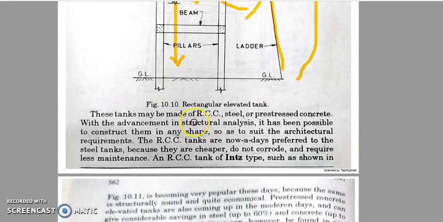Now these rectangular tanks, these are very commonly used RCC tanks. They can also be steel or pre-stressed concrete, but RCC tanks are nowadays more preferred to the steel tank because they are cheaper, they don't cause any corrosion, and they require less maintenance. So three advantages of the RCC tank, right? They are cheaper, they do not cause any corrosion, and they require less maintenance.